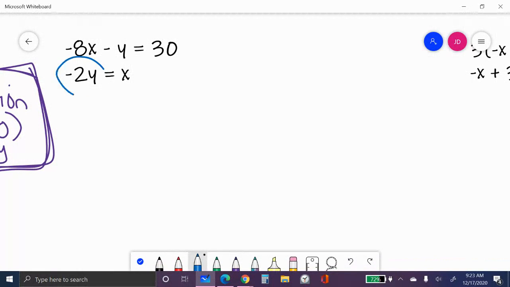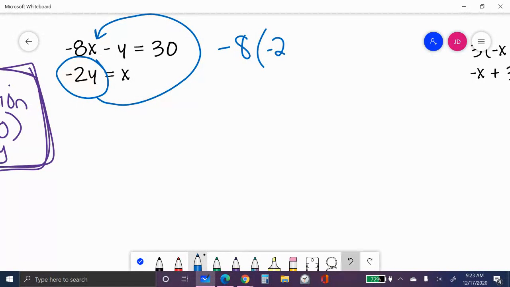So I'm going to take this -2y and substitute it into that x right there. Now, whenever I substitute, I try to put parentheses around it, right? So when I substitute that in, you do -8 with parentheses, -2y. I'm going to do this in a different color, right? So if I'm going to make this red here, I'm going to make this -2y. All right, and then finish it off. -y equals 30.